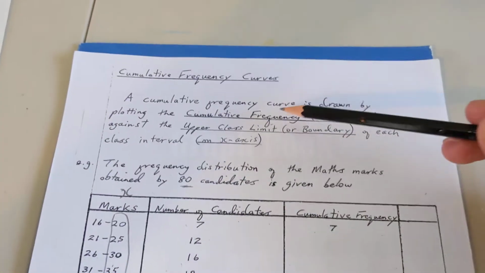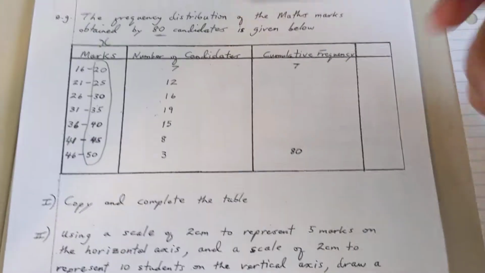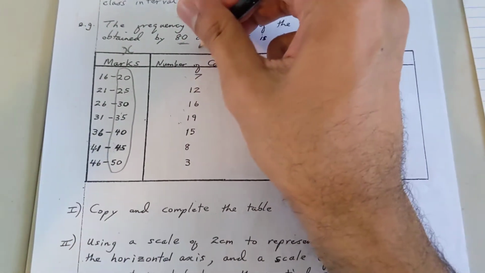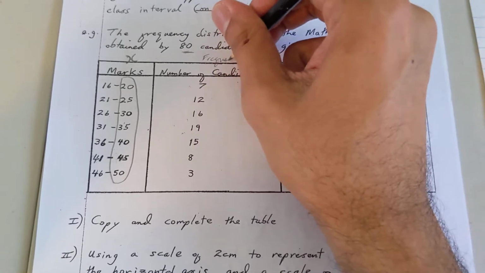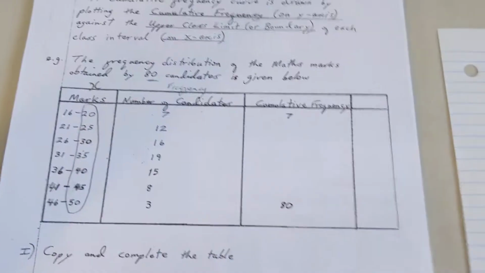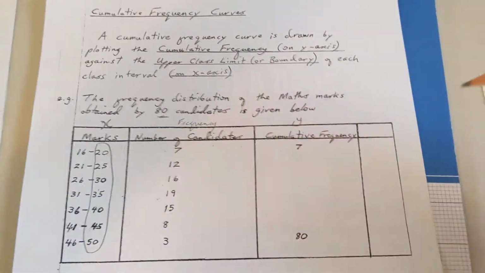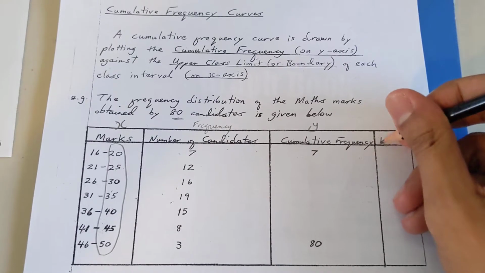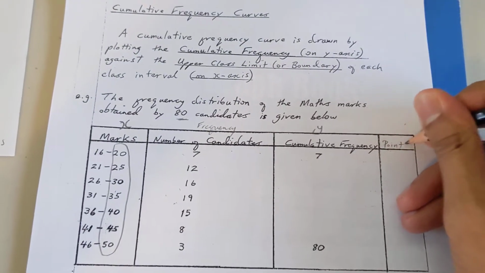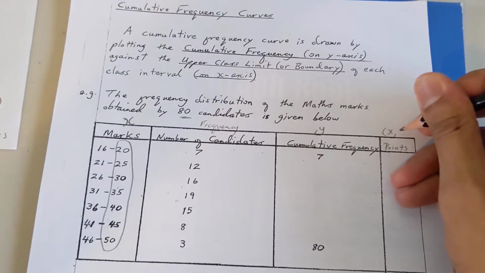My y values, according to what I need to draw, is the cumulative frequency, which is different from the frequency. So number of candidates here, this is really frequency. I don't want regular frequency, I want cumulative frequency, and we're going to see how to get the cumulative frequency. But this is where my y value is coming from. And since I'm doing a graph, the only way I could draw a graph is if I have points, and a point is always in the form x comma y.